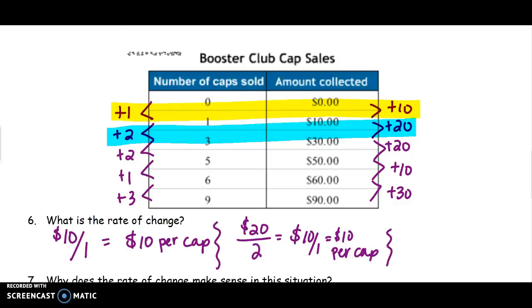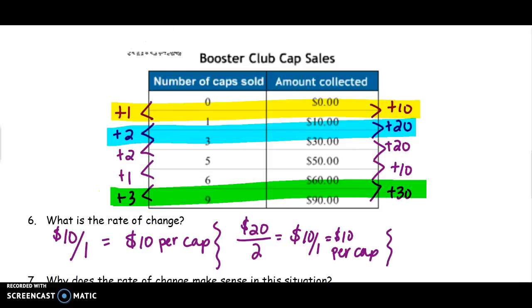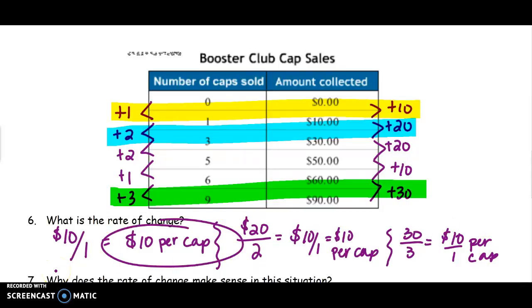And lastly, we have to do this one here with the 3. Okay, notice how if we have these different rates of change, we don't have to repeat the 2 and the 1 because we know that they're the same over here, so they're going to simplify. So we'd have 30 over 3, which simplifies to 10 over 1, or $10 per cap. So our rate of change is $10 per cap, and it is a constant rate of change.